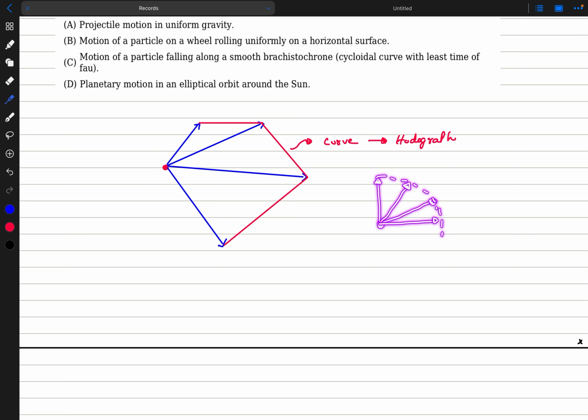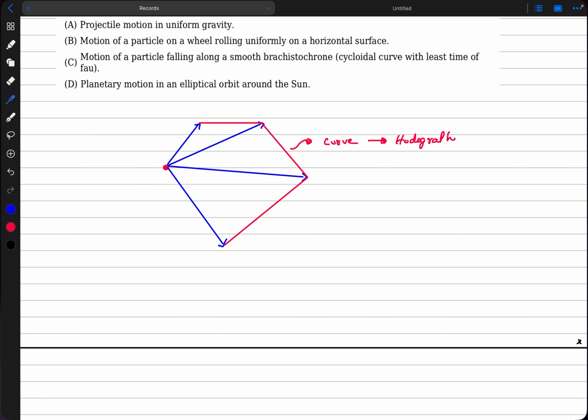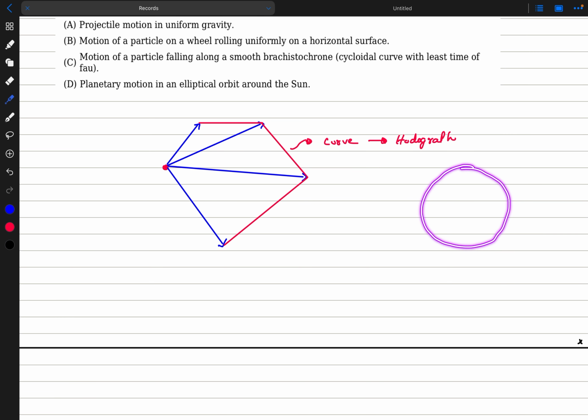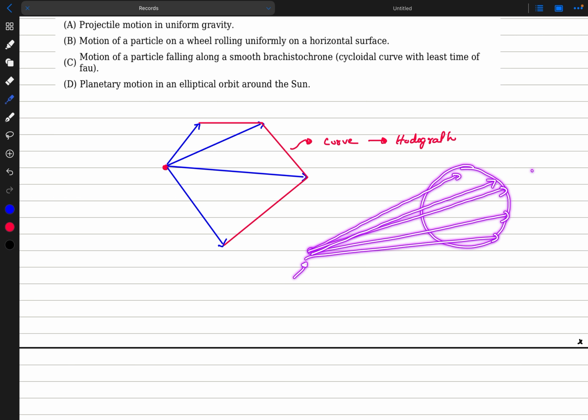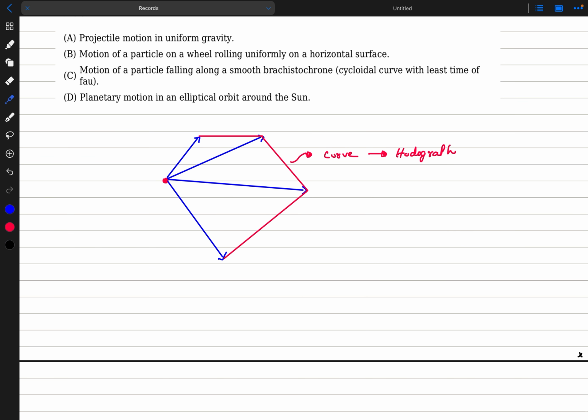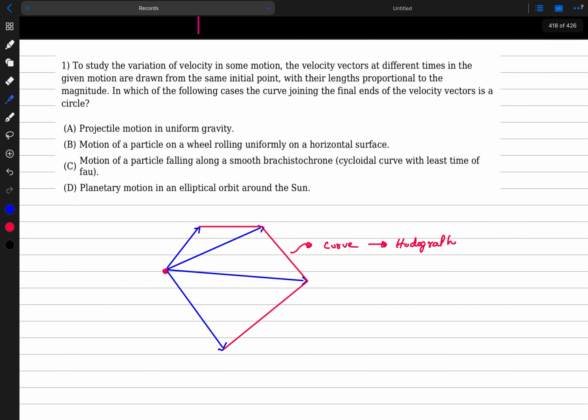But they never mentioned that this particular point has to be the center of the circle. This particular point can be any point. Just for the sake of an example, let's say that point is somewhere over here, and the vectors are drawn like this. In this case also, if you join the vectors, you still get a circle, but the point is lying outside the circle. So it's not necessary that the point from where the velocity vectors are drawn has to be the center of the circle.